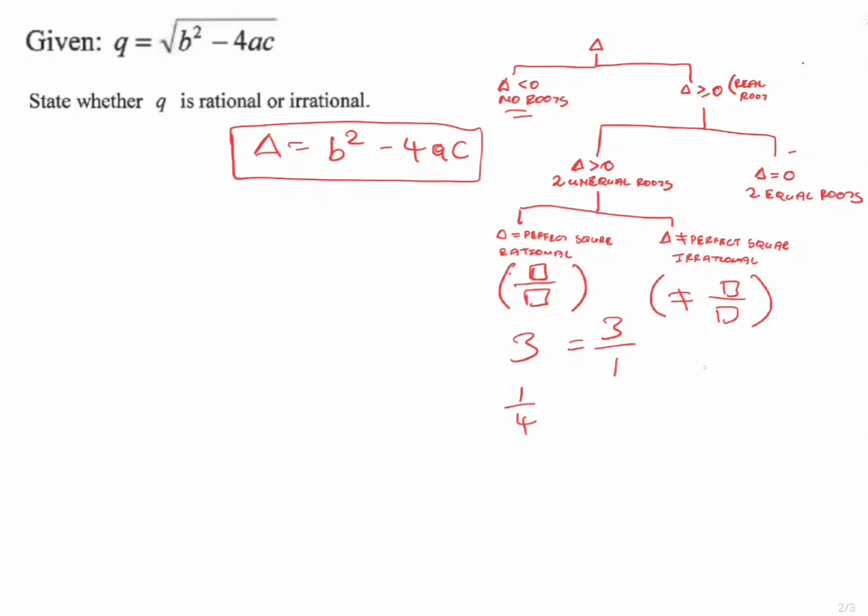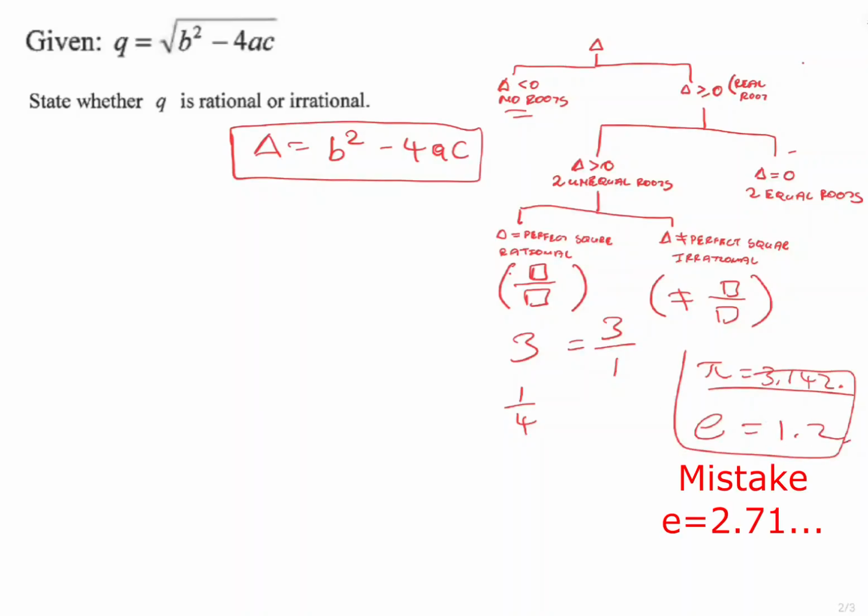Think about a number like pi. Pi is 3.142 something. You can't really write it as a fraction. Also think about the value of e, which is 2.7 something. These numbers you can't really write as fractions, so that's why we consider them irrational. That's the difference between a rational and an irrational number.